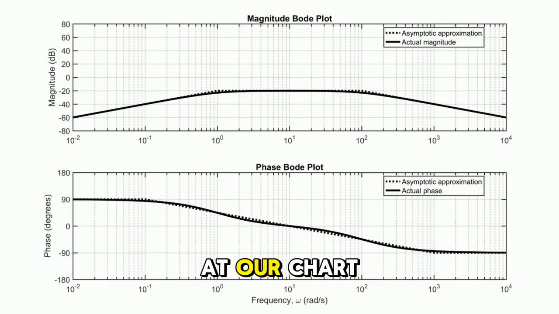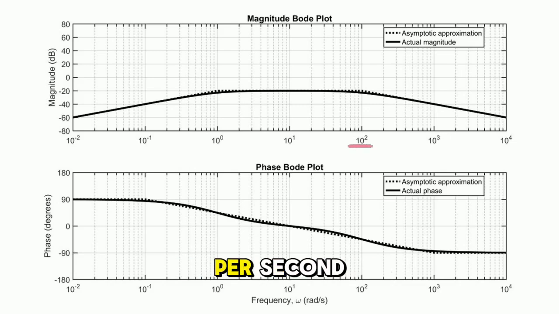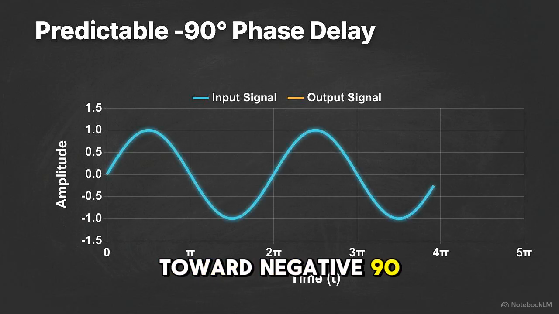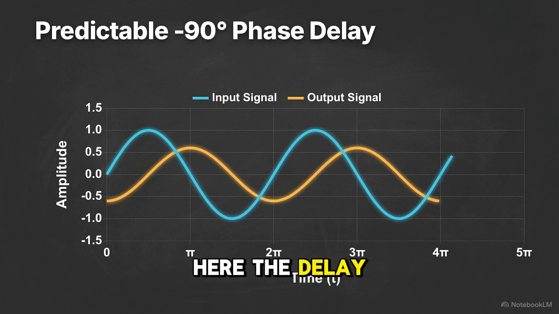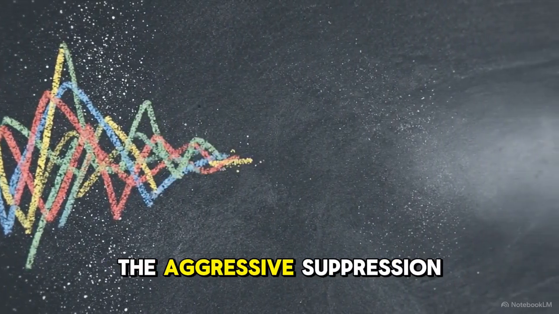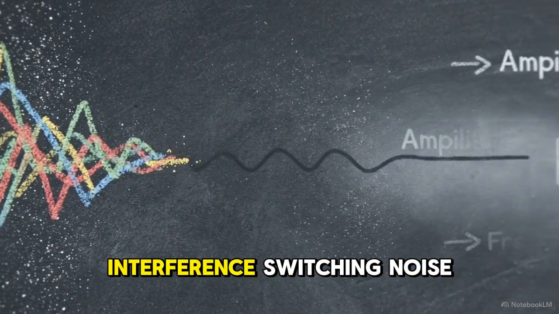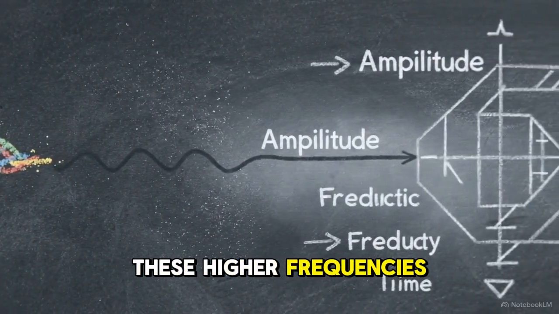Finally, looking back at our chart, we examine the high-frequency region, above 100 radians per second, governed by the second pole. The magnitude goes into a sharp downward dive. The lower phase plot shows a drop toward -90 degrees. While the system introduces a phase lag here, the delay is highly predictable. The steep magnitude roll-off provides a critical engineering defense: the aggressive suppression of electromagnetic interference, switching noise, and sensor artifacts that plague these higher frequencies.